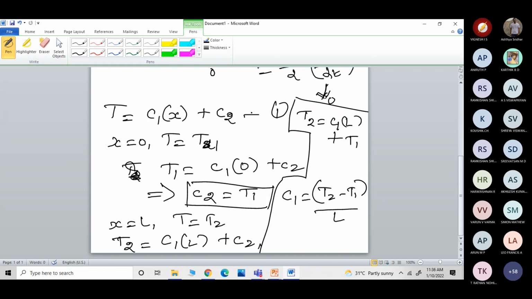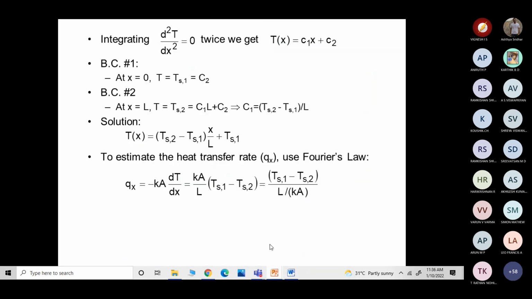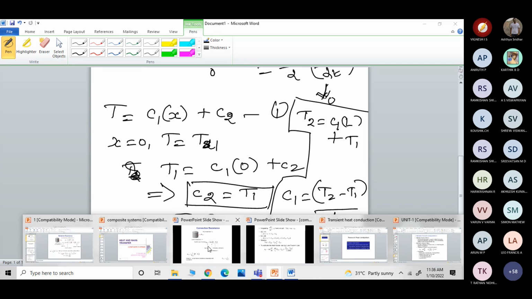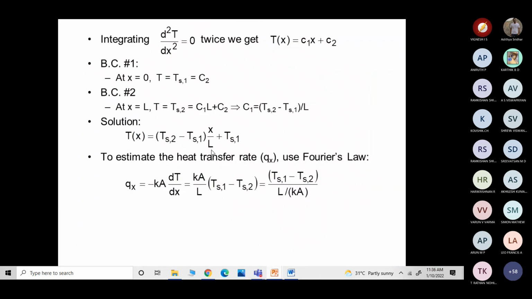Now substitute this C1 and C2 in the general equation. When you substitute C1 and C2 in the general equation, you will get the temperature as a function of x. I have taken T2, here they have taken TS2. So TS2 minus TS1, that is T2 minus T1, into x by L, plus T1. So T equals T2 minus T1 by L into x plus T1. Am I correct, students? This is the final temperature.